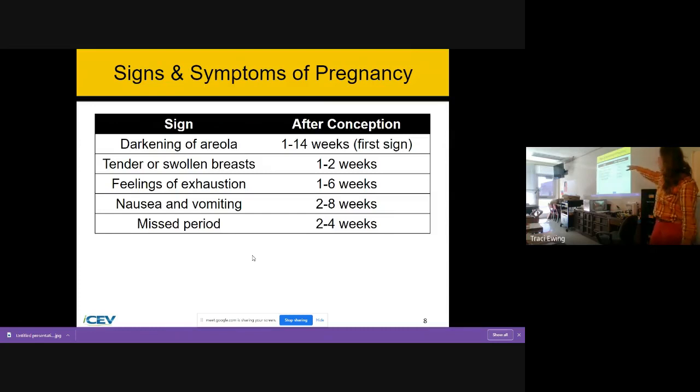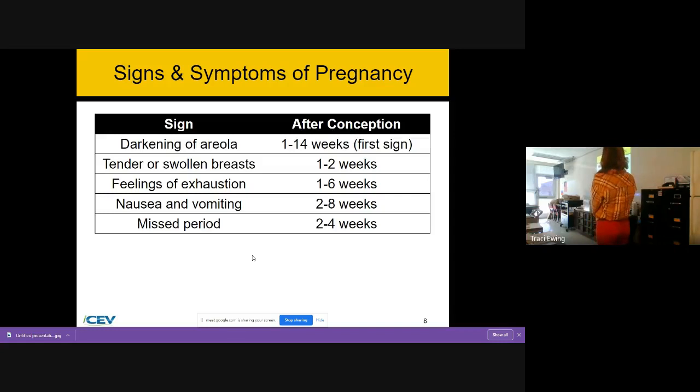Now, the darkening of the areola is the dark part of the breast. It's the area around the nipple. It will darken in the first 14 weeks. It's one of the first signs. Some people, it's very subtle though. Some people never notice it.